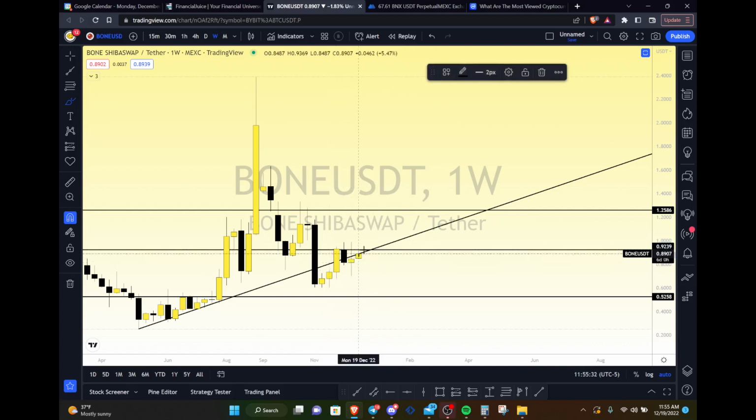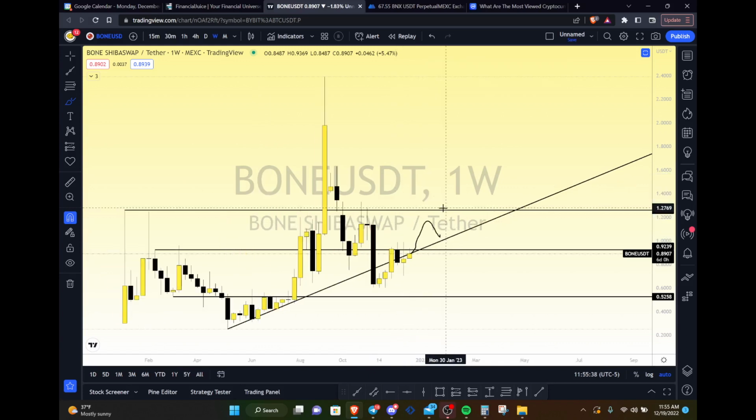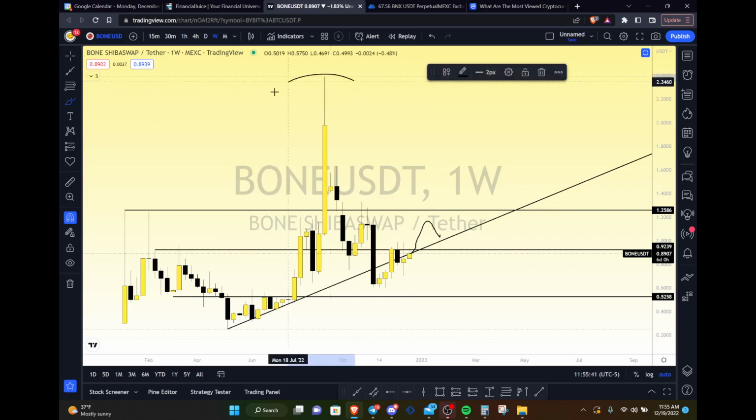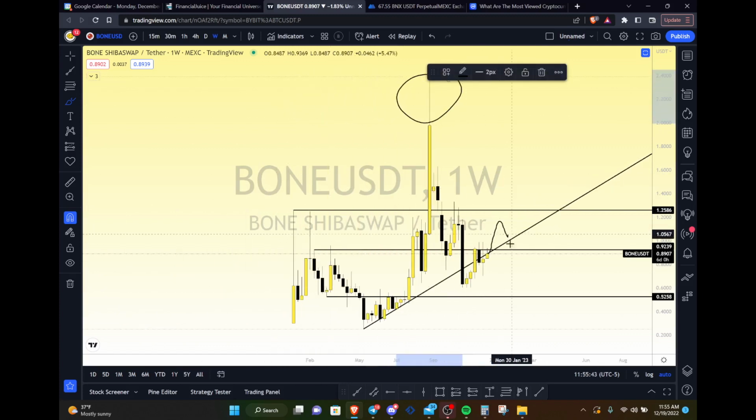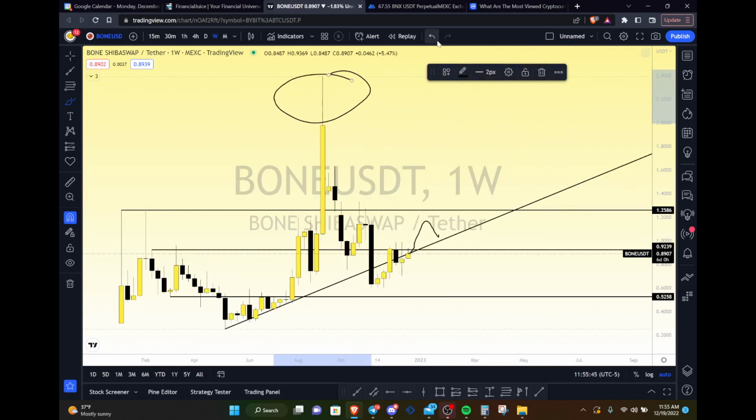Now, if price can break back above this and hold, you're looking for a serious continuation. When I mean serious continuation, to break above the highs here, a serious continuation. All right, so you're seeing something massive here.